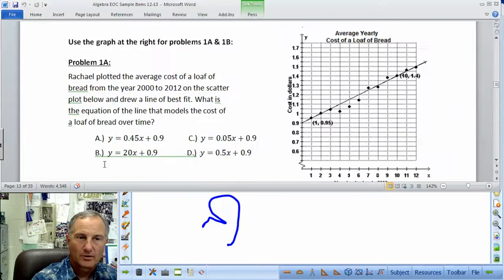So we come back over here, 0.05 plus the 0.9. There's our equation right there. y equals mx plus b. I just slipped in the m right there. Okay, and there's the y-intercept. You can see it there. So your answer is C.